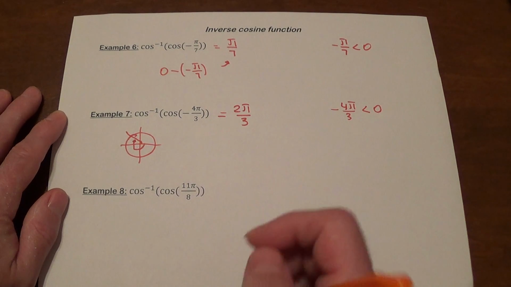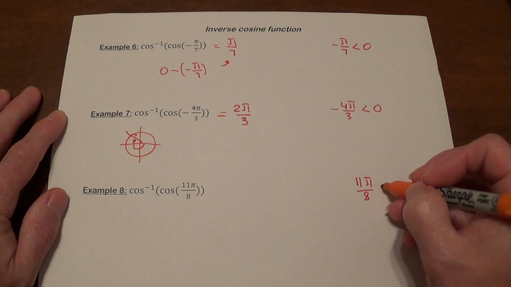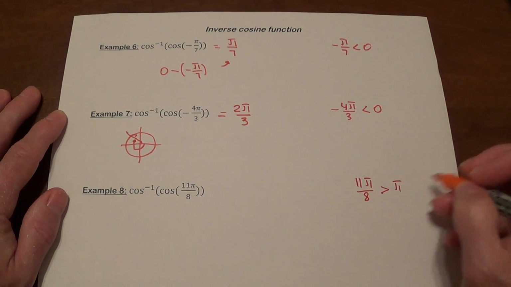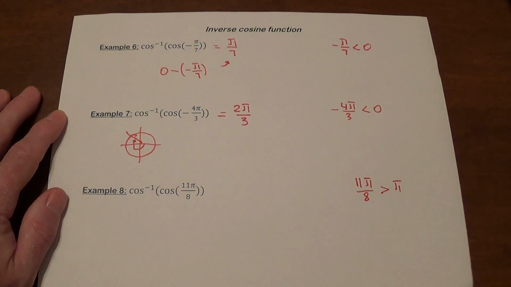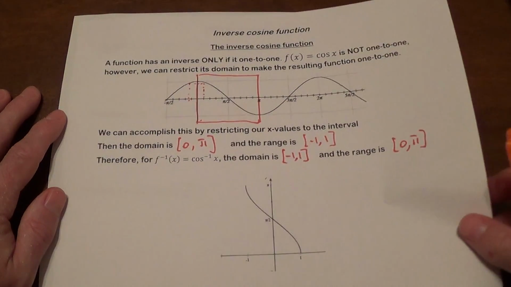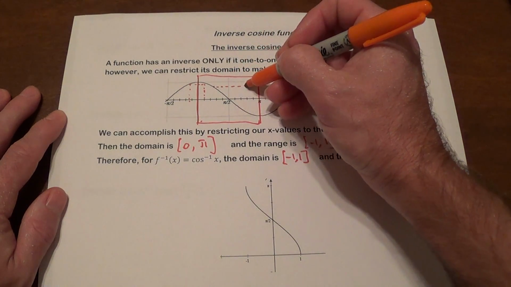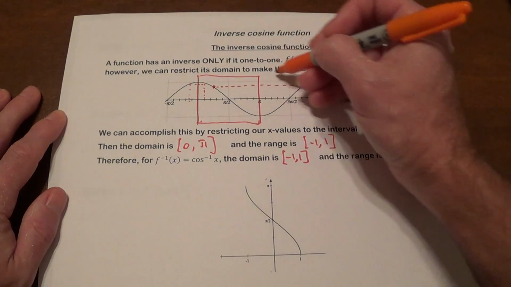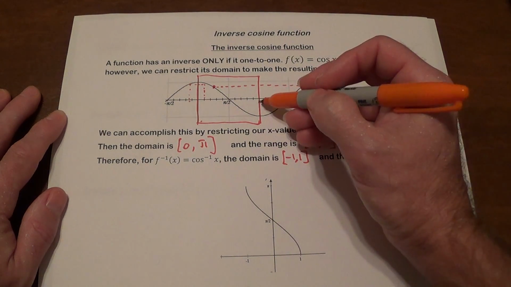Now, cosine of 11 pi over 8. Well, 11 pi over 8 exceeds pi. And again, it falls outside of our desired interval, and we can't do it. So what can you do? Well, if we look at the graph of cosine again, 11 pi over 8 is close to 2 pi, so somewhere over here. So where else do you have a value that's going to be the same? It's going to be over here. And this is going to be symmetric with respect to pi.